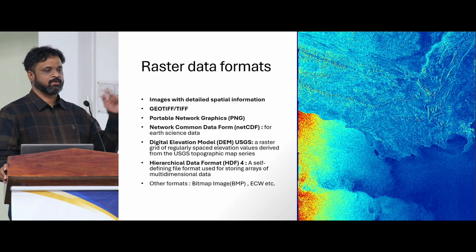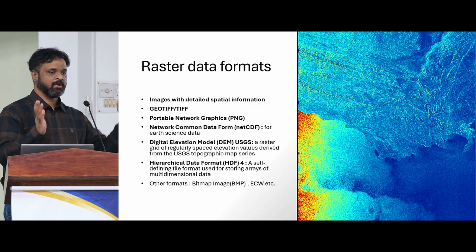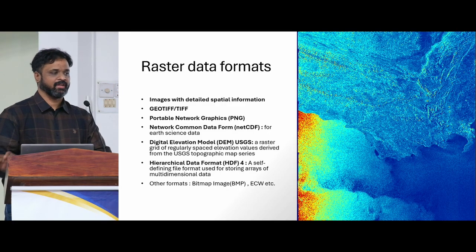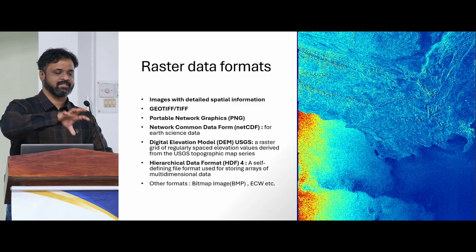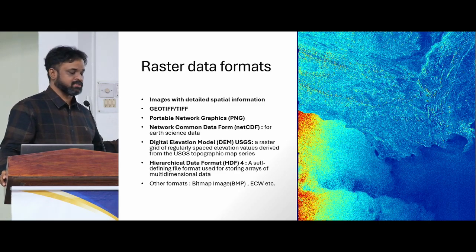So they have X and Y. But what do X and Y mean? Is X latitude, is X longitude, is Y latitude? If you just get a JPEG and put it on a map, it doesn't really know where it is, right? It depends on where you put it. That doesn't give you the spatial information. So we'll come to that, which is called coordinate reference systems.